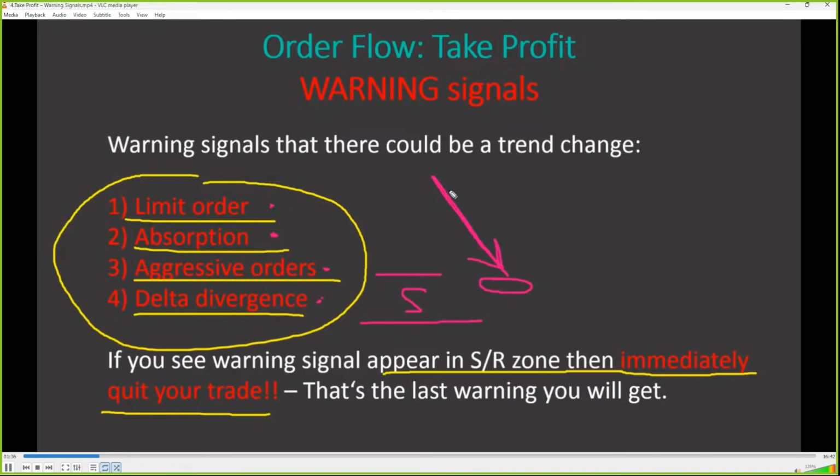And in this case, they work as a warning because remember, you are short. So they warn you that the support is probably going to work and that you want to quit your trade immediately. So for example, if there was a limit order in here, then it would be the last warning for you to take your profit before the price reacts to the support and before the price turns. All right, usually that's the last warning you'll get.